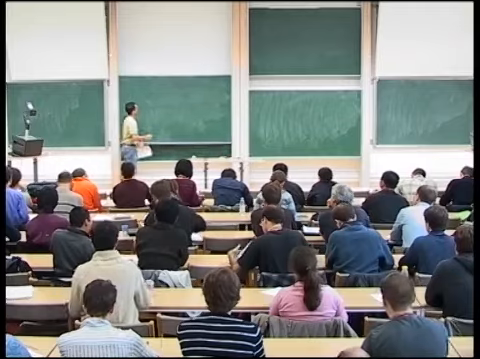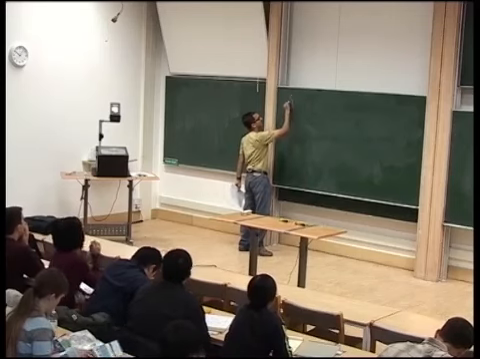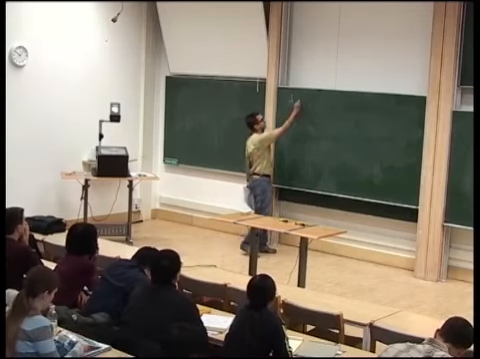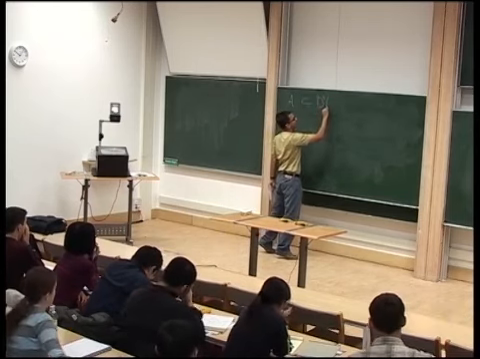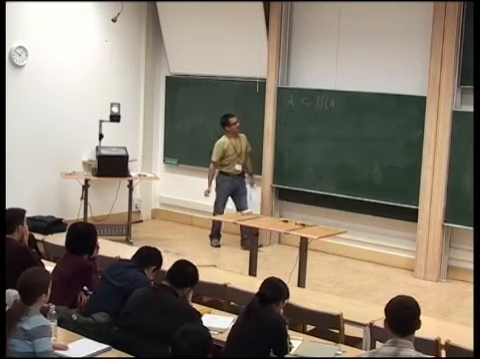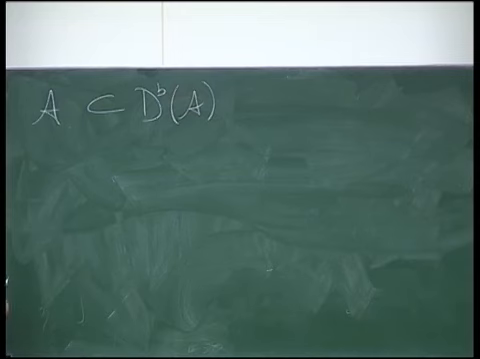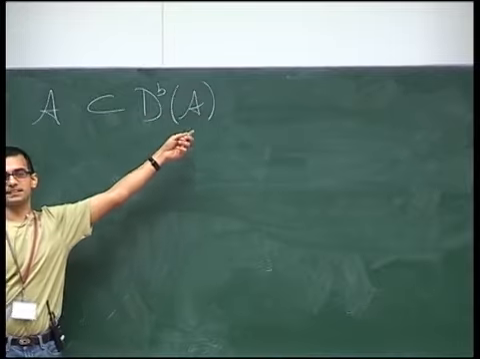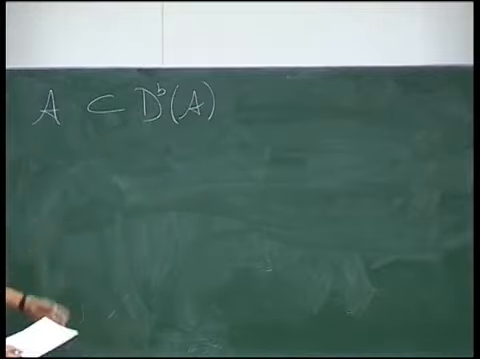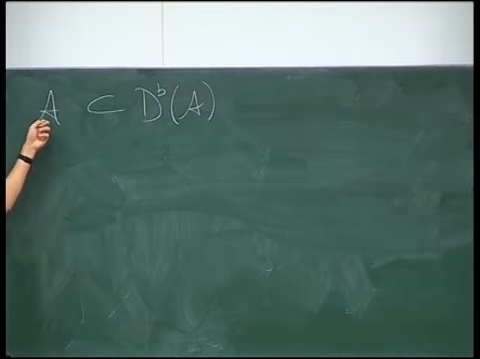Yesterday, the setup was something like this. We started with an abelian category, and then we defined the bounded derived category. Well, we talked about how the objects of the abelian category can be regarded as objects in the derived category just in the obvious way. You think of one of these as a chain complex concentrated in degree 0.